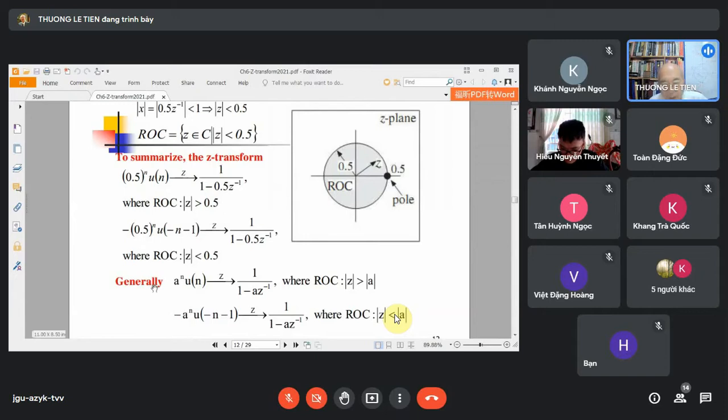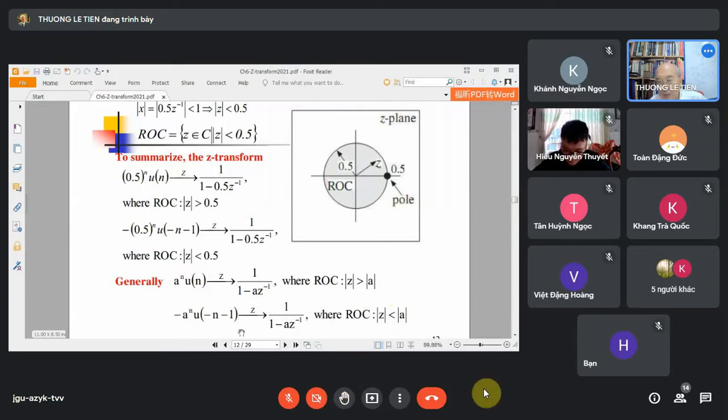Now, the general one. This is the causal case. We get this Z function and its region of convergence is outside the circle A. The circle has radius equal to the magnitude; of course, we have to take the absolute value of A. A can be a minus or plus value, but we take the magnitude because it specifies the radius. And for the anti-causal case, we get the same function except the region of convergence.